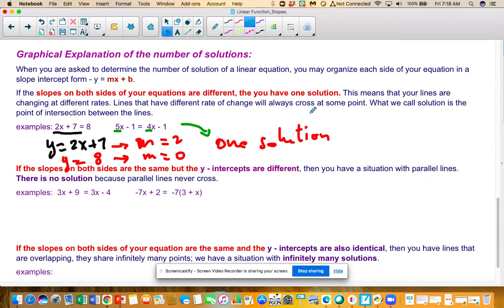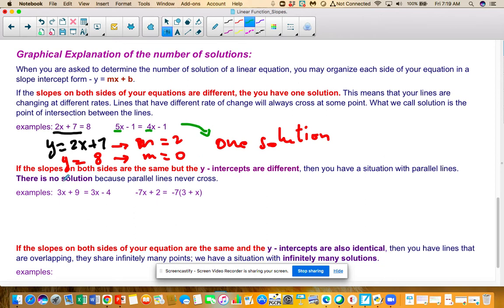The idea is if two lines are growing at different rates, they are bound to cross at some point because lines are infinite, right? So only parallel lines do not cross. If lines are not parallel, then the lines will cross somehow. Whether it's close or far away, they are going to cross if they don't have the same slope, right? So that's the idea.